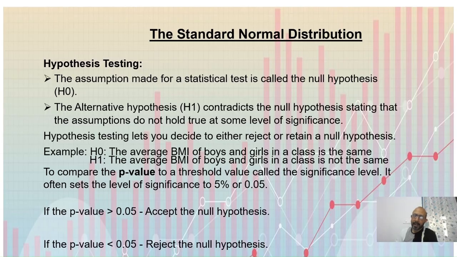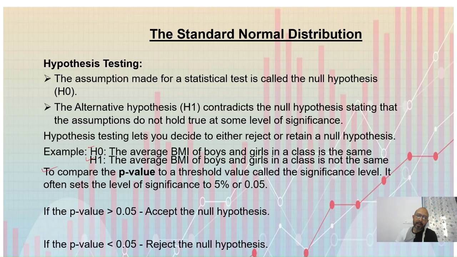For example, H0, the null hypothesis: the average BMI of boys and girls in a class is the same. Alternative hypothesis H1: the average BMI of boys and girls in a class is not the same.